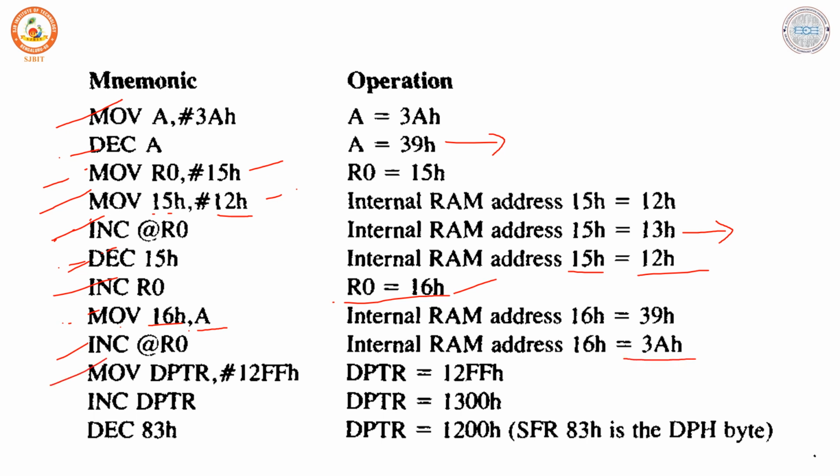The next instruction moves an immediate value to the 16-bit DPTR, that is 1FF. Now when I increment the 16-bit DPTR, FF rolls over to 00 and the next byte gets incremented, so 1300 will be loaded in the DPTR. When I decrement 83H, which is the SFR of DPH, 13 becomes 12. Only the 8-bit, because we are talking about only 83H, the higher byte of your DPTR, gets decremented by 1, and finally the result is stored back in the DPH.